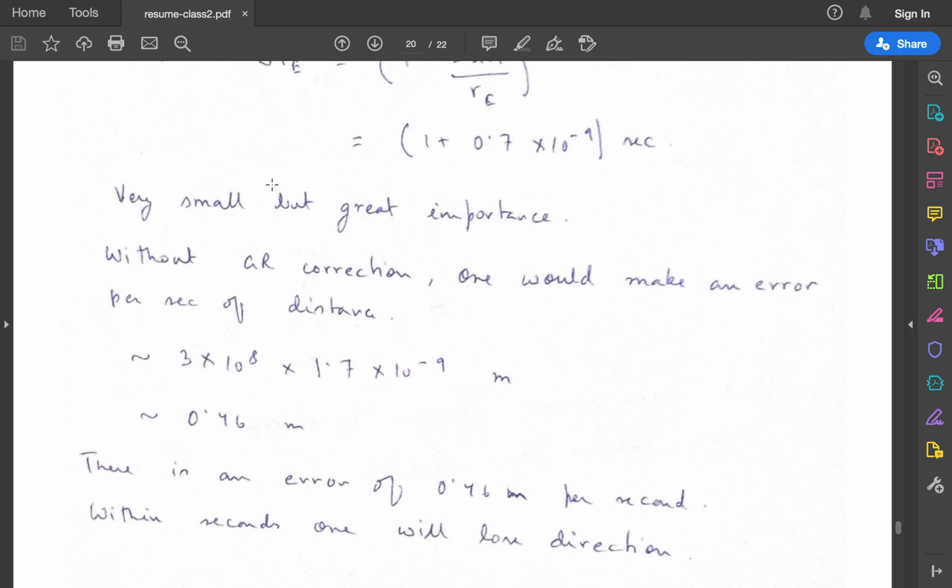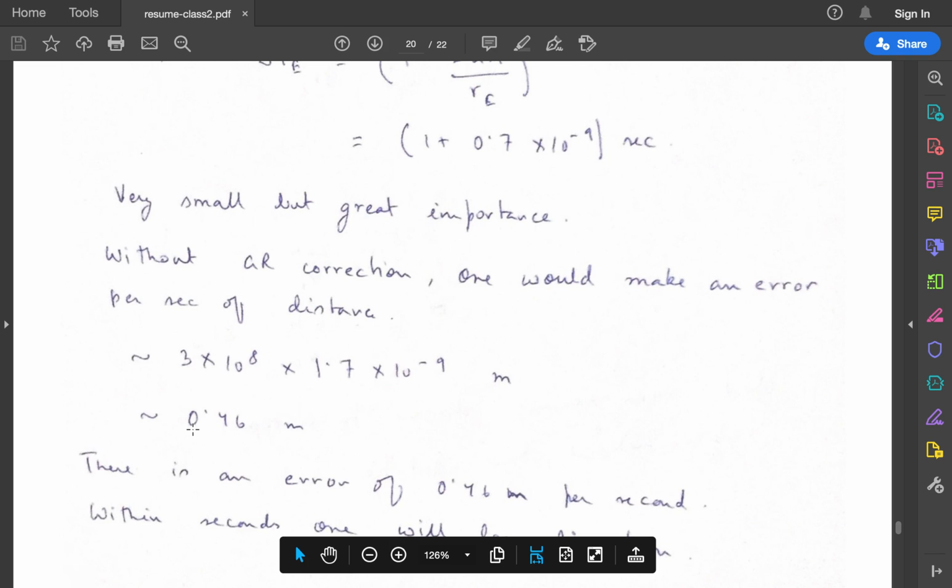So if I'm driving my car and let us say that the GPS in my mobile is showing the direction, and the GR effect is not taken into account, what is the error which will be there? The distance error will be this time multiplied by the speed of light, which is 3 times 10 to the power 8 meters per second. So the error per second will be 0.46 meter. So in 1 second I will have an error of 0.46 meter.